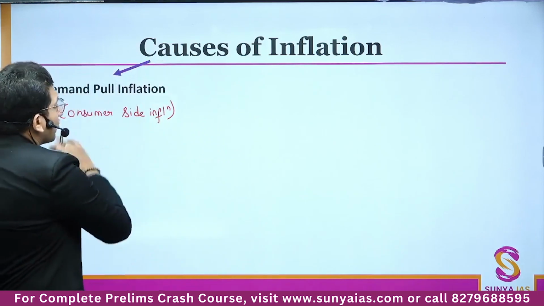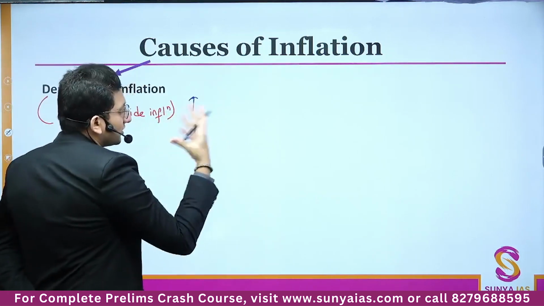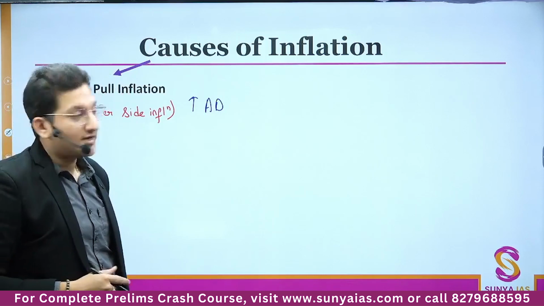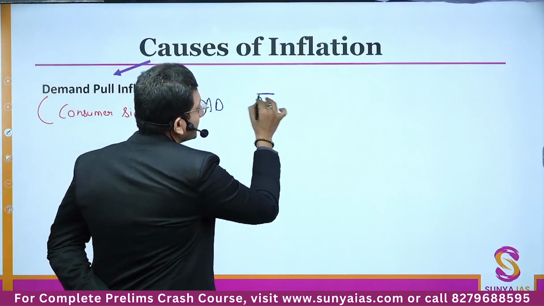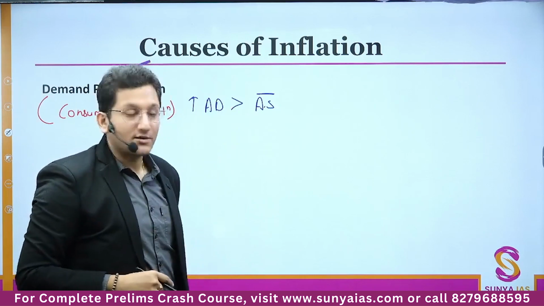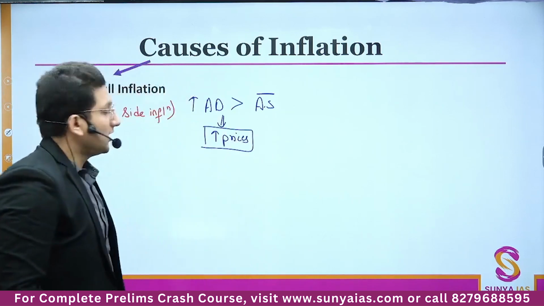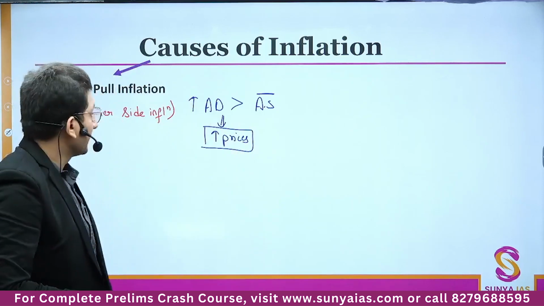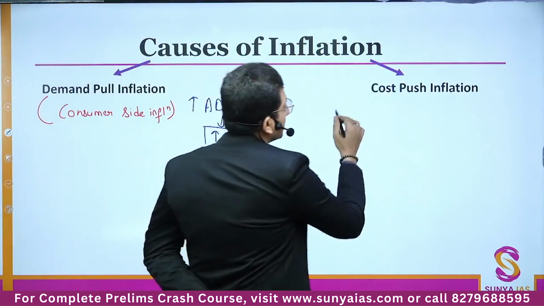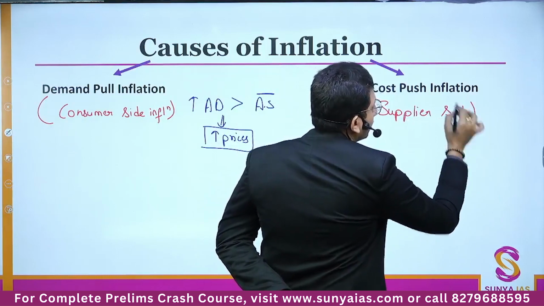Now when I'm talking about this consumer side inflation, this is due to more demand. If I talk in terms of aggregate demand and aggregate supply, suppose the aggregate demand is on the rise while the supply is constant. Then you will see that the aggregate demand is more than the aggregate supply. So here the prices will go up because the demand is more and the supply is less. Getting it? Second one is the cost push inflation. This cost push inflation is from the supplier side, due to supply shock.